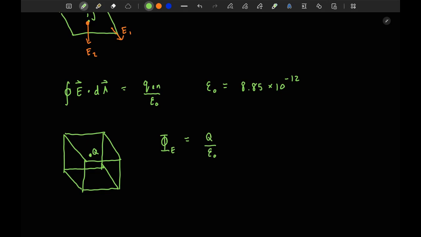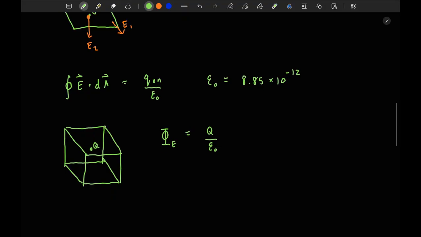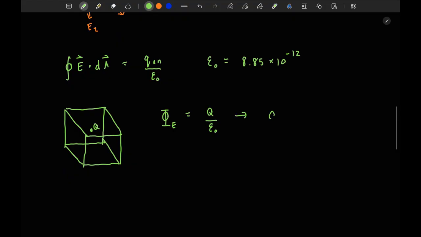And now we can argue by symmetry. The cube has 6 faces. So phi E through an individual face will be 1/6 of the flux, so Q over 6 epsilon naught. So all that was just to define what electric flux is. And now that we have a generally good idea of what that is, in the next video, we'll talk about how we can use Gauss's law, not only to find electric flux, but to actually solve for electric fields.